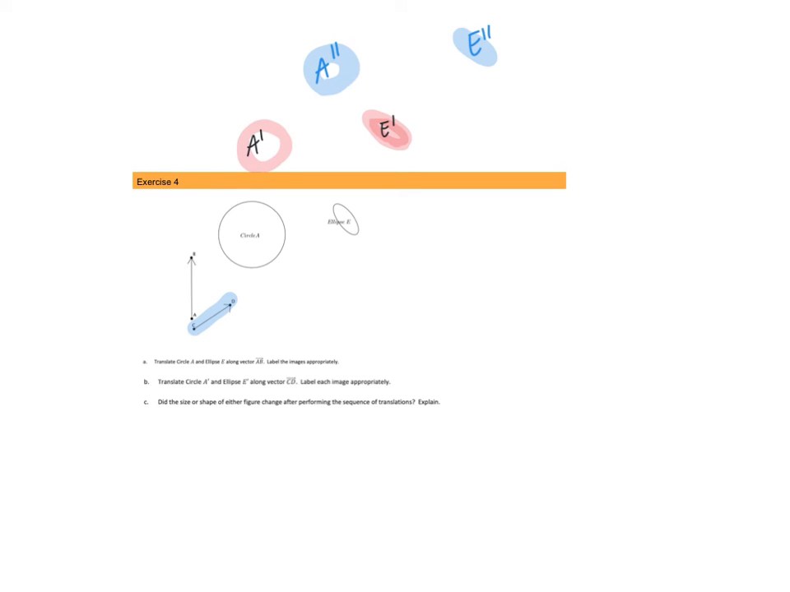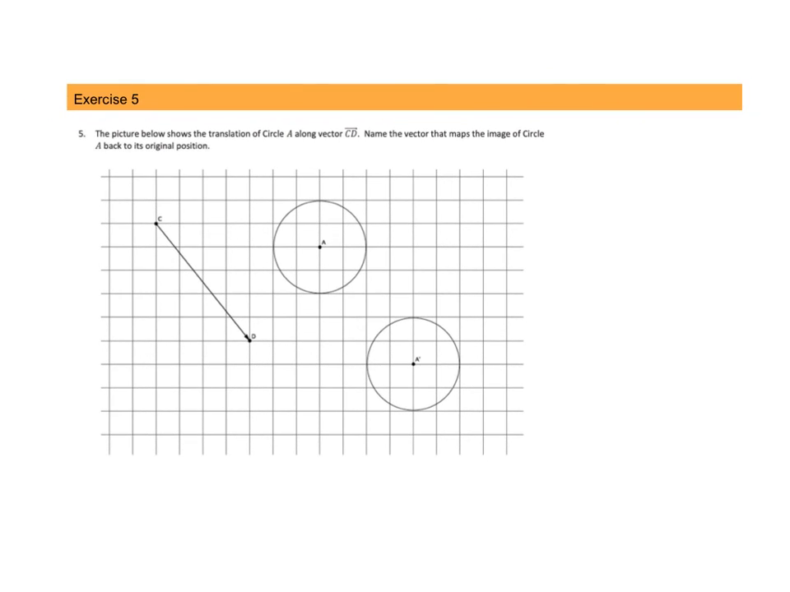It says, does the size or shape of either figure change after performing the sequence? No. So the size and shape does not change because translations preserve size and shape. All right, make sure you know that property, and then once you have that down, move on to the next slide.